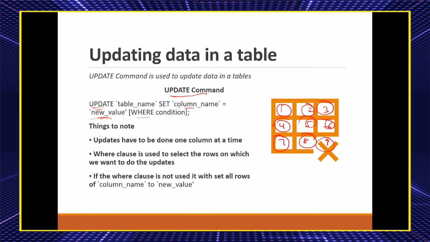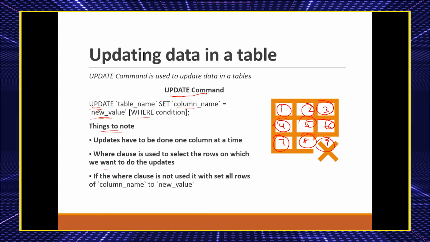Things to note: updates have to be done one column at a time. First mandatory point, prerequisite: only one column can be updated at a time. If you would like to update more than one column, SQL does not allow it. Are you clear? How many columns can you update at a time? Only one. Where do we apply the where? The where clause is used to select the rows on which we want to do the updates. If you don't use the where clause, the entire column will be updated.